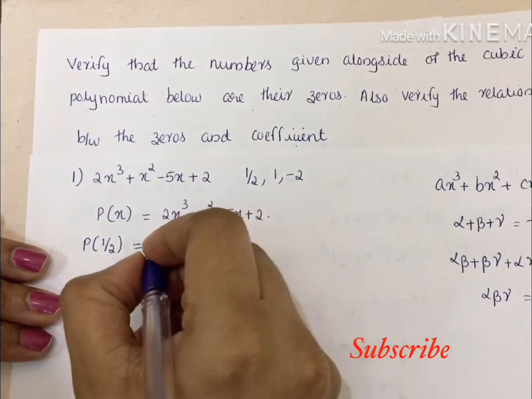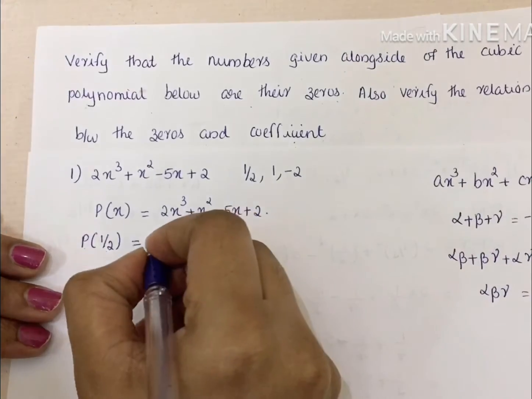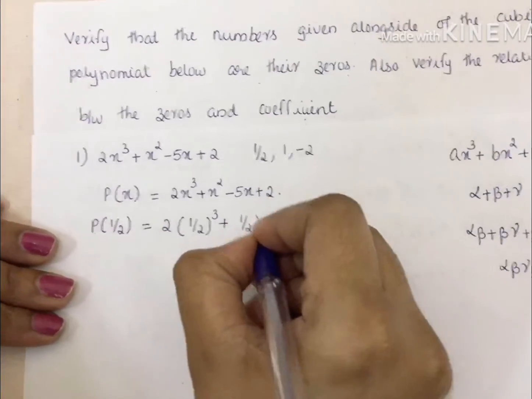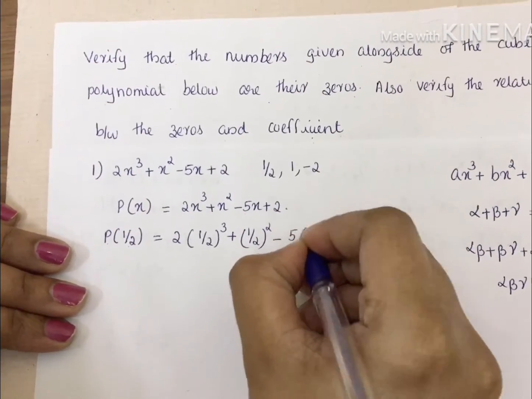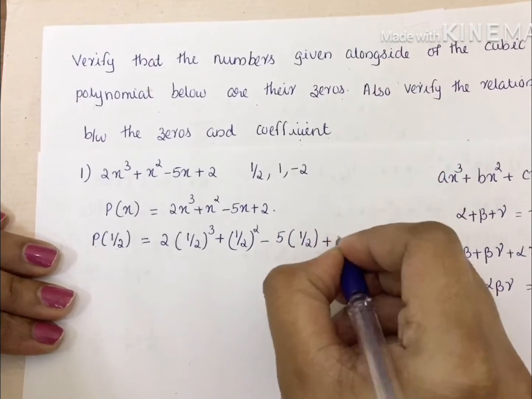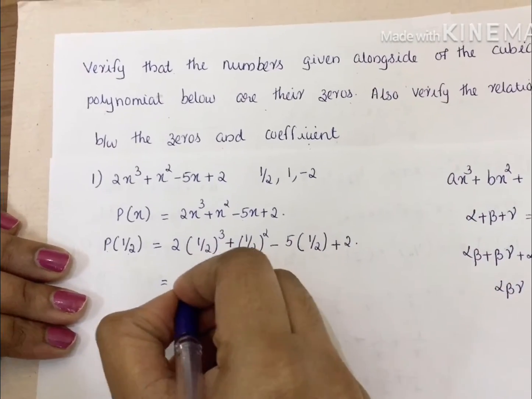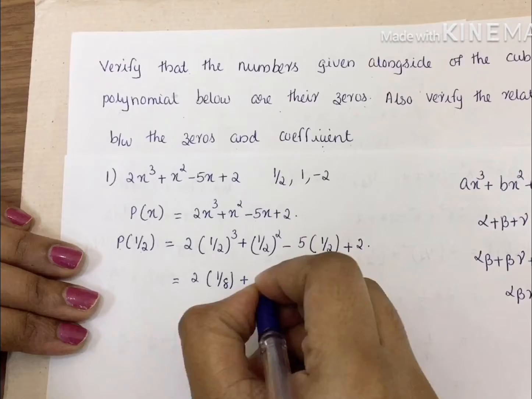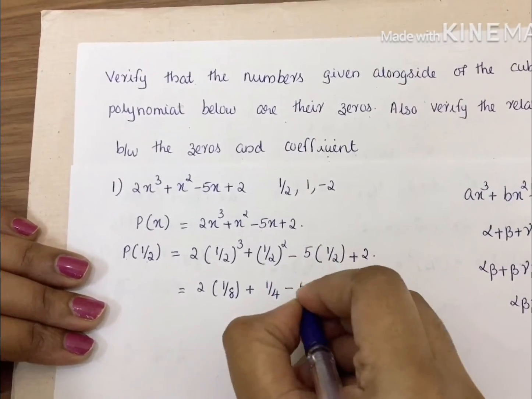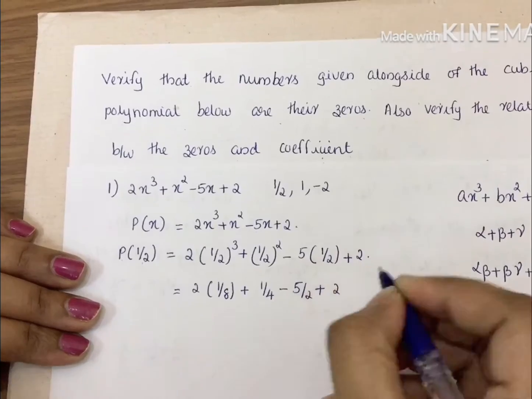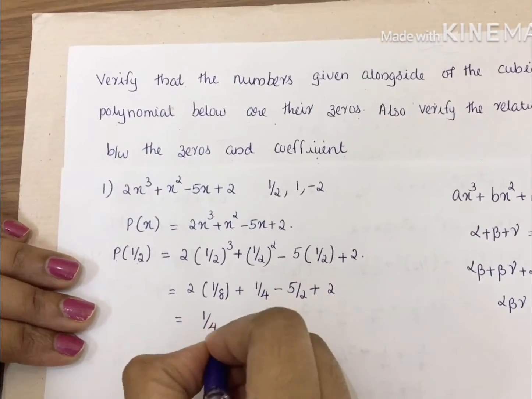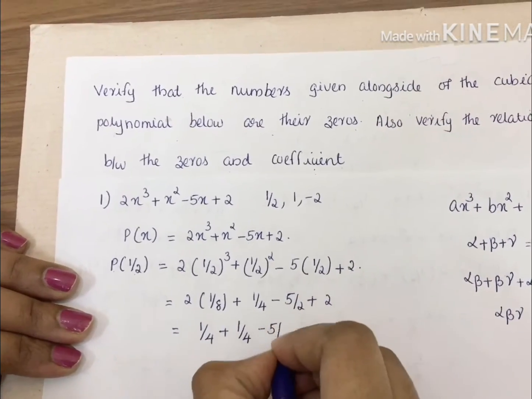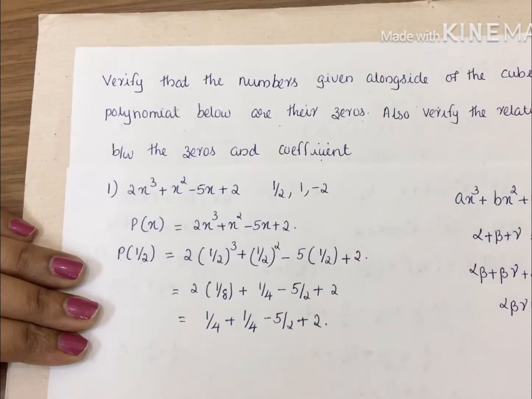So p of 1 by 2, replacing x by 1 by 2, is equal to 2 into (1 by 2) cube plus (1 by 2) whole square minus 5 into 1 by 2 plus 2, which is 2 into 1 by 8 plus 1 by 4 minus 5 by 2 plus 2. Here 2 by 8 is 1 by 4, so it is 1 by 4 plus 1 by 4 minus 5 by 2 plus 2.